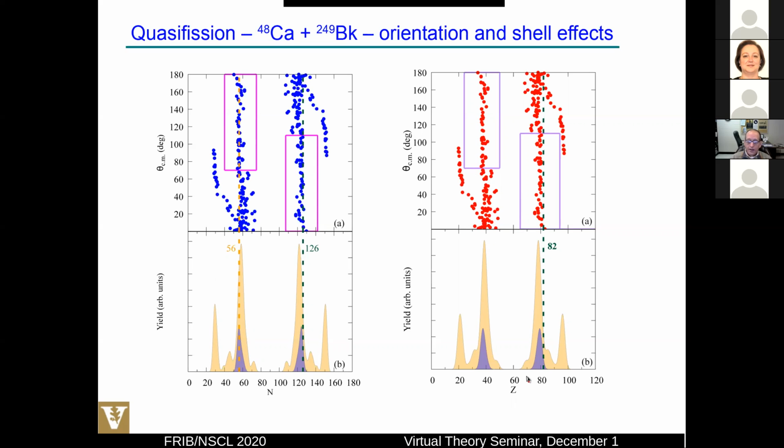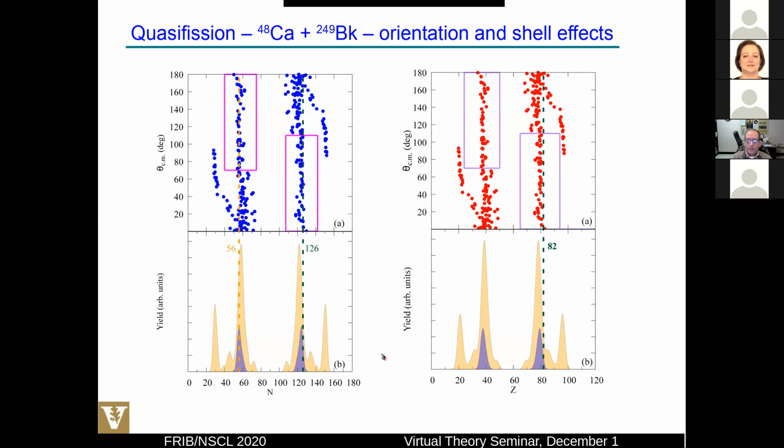And what we really see again is that, well, no matter what you do, the 82 seems to be not exactly there. Neither is 126 really. It's close, but not exactly on top of it. But more predominantly, you see N equals 56 in both cases seems to be an influencer in these breakup reactions.